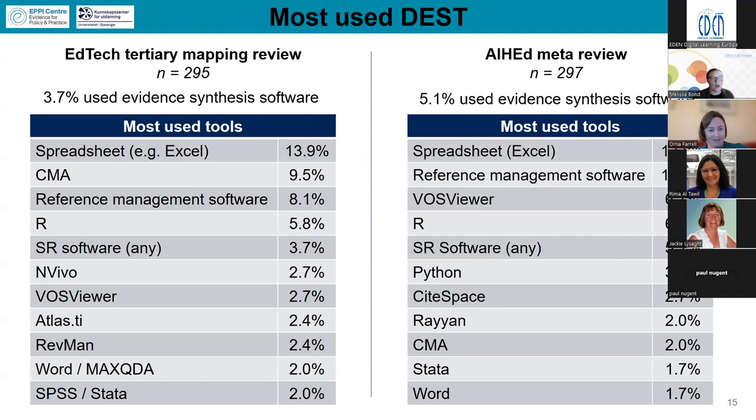For example, one review used VOSviewer. They did a quick search in the Web of Science using some search terms, and then they put the search results that they came up with into VOSviewer, and they looked at the concepts that it produced, and then they used those in order to construct their search string for their review. So again, another sort of creative way of using tools that already exist to be able to support processes.